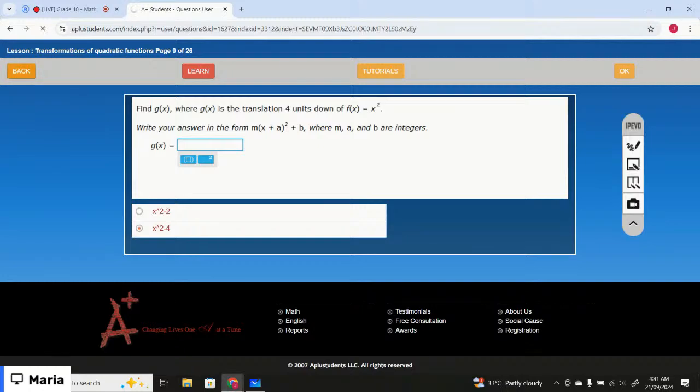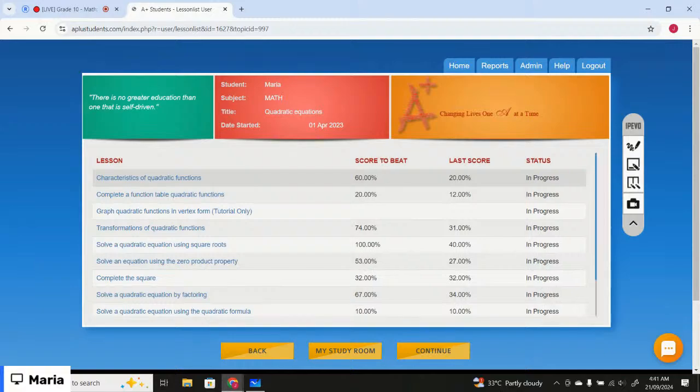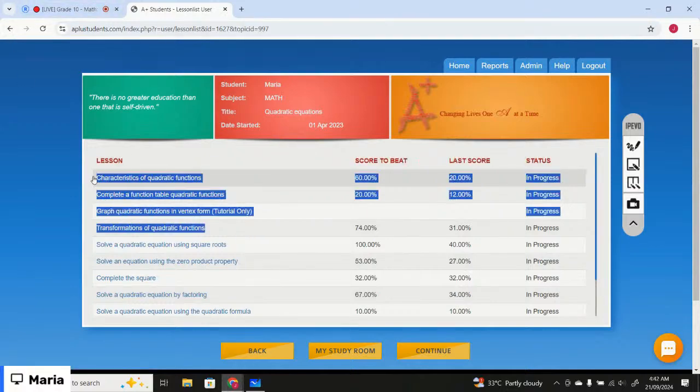Okay, you can complete the lesson by yourself later today. So we were working on grade 10 math. The chapter we were working on is quadratic functions. The lessons we have covered today are characteristics of quadratic functions, complete a function table, quadratic functions, graph quadratic functions in vertex form, and transformations of quadratic functions. So please make sure before the next session you complete all the practice questions for the lessons we just did. That is your homework until the next session, right?